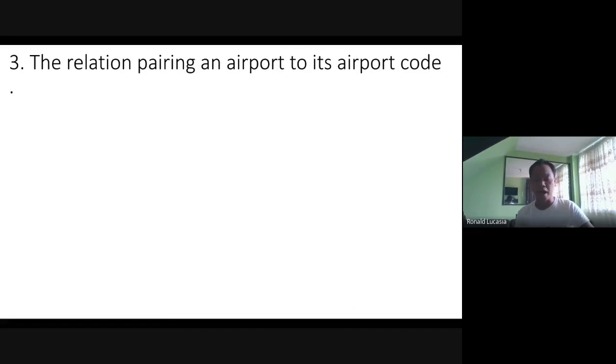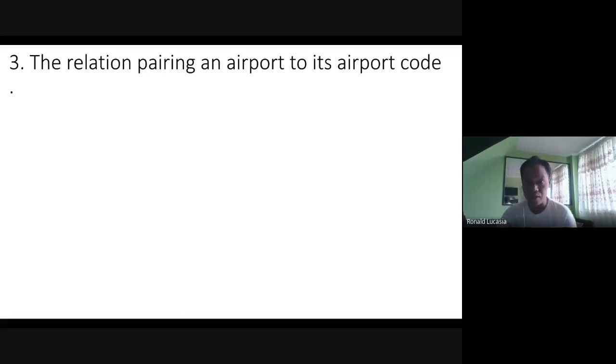Okay, very good. Number 3, the relation pairing an airport to its airport code. So, for those students who have experienced riding an airplane, you are familiar with the airport code. Kadalasan yan yung nilalagay sa baggage natin para alam ng baggage attendant kung saan pupunta, hindi ka mawawala o maliligaw doon sa pupuntahan mo.